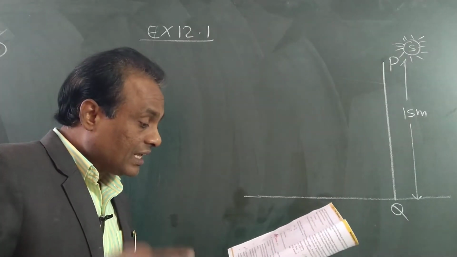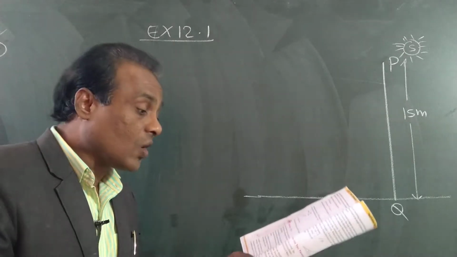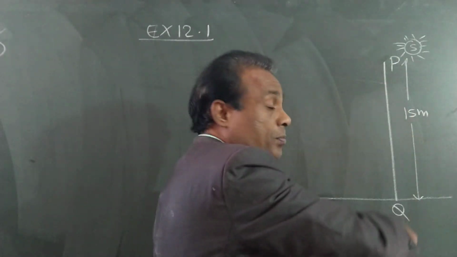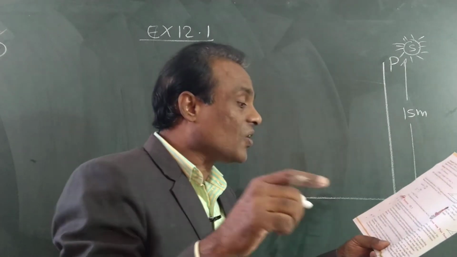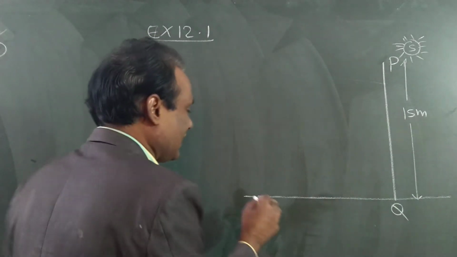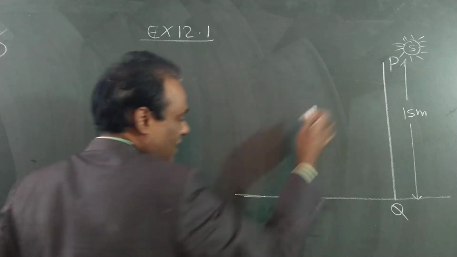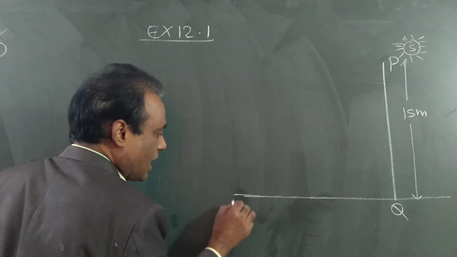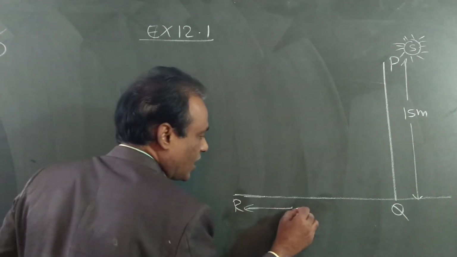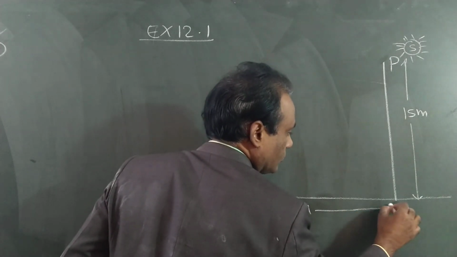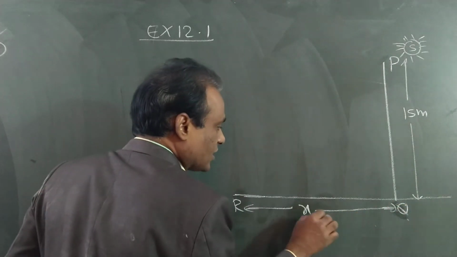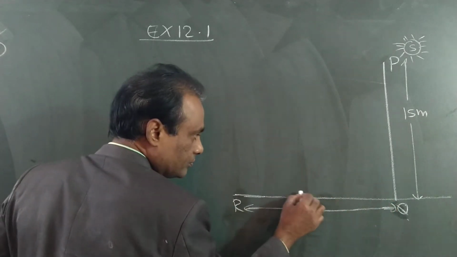The length of the shadow of the 15 meters high pole: 15 is the height of the pole. The length of the shadow of the pole is 15 root 3. This is the shadow, say R. We have to find its length. What is the length of the shadow?